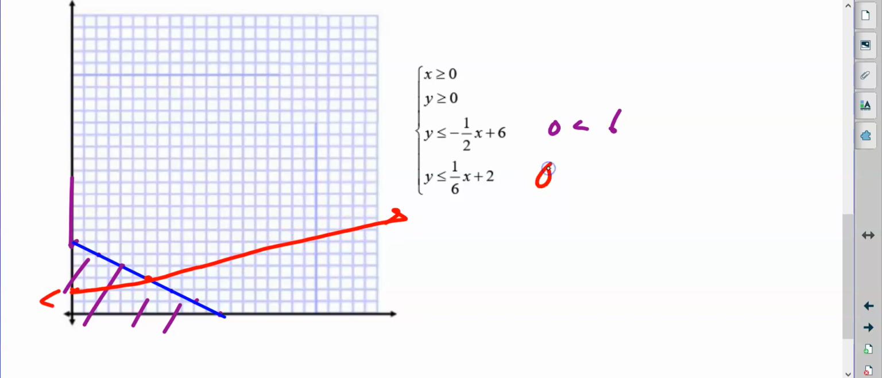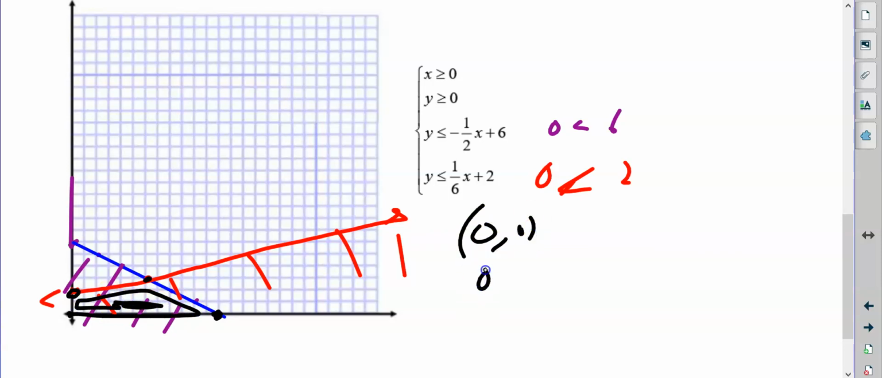And I'm going to test 0, 0. 0 is less than or equal to 2. That's true. So it's going to be here. Okay. So my area is under red, under blue. So it's here to here to here to here. Right there. So what do we have? We have 0, 0. We have 0, 2. We have 12, 0. And we have 6, 3.